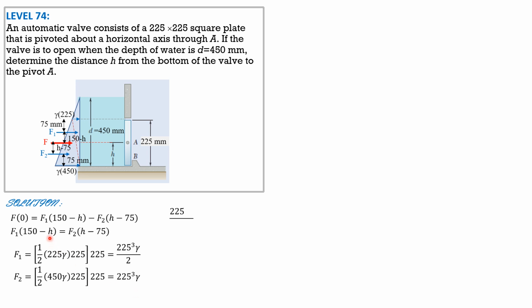Substitute into this equation, 225 cubed gamma over 2 times 150 minus H equals 225 cubed gamma times H minus 75. Cancel out 225 cubed and gamma, then cross multiply, 150 minus H equals 2H minus 150. 2 times H, 2H, then 2 times negative 75, negative 150. 300 equals 3H, so H equals 100. So that's the answer to this problem.